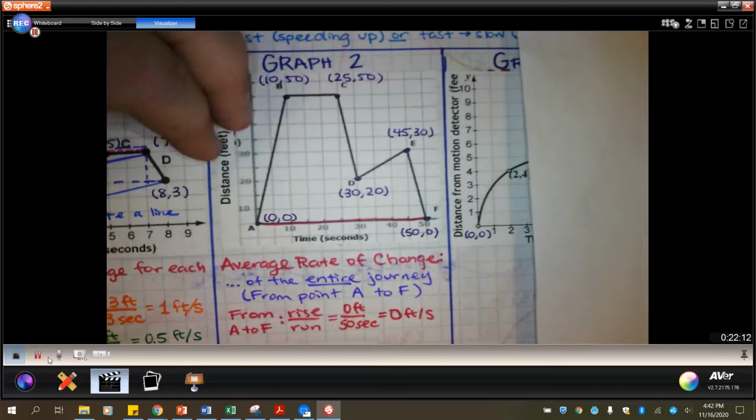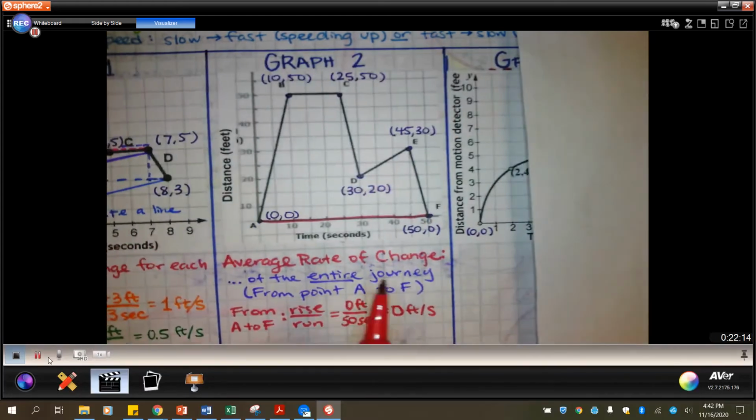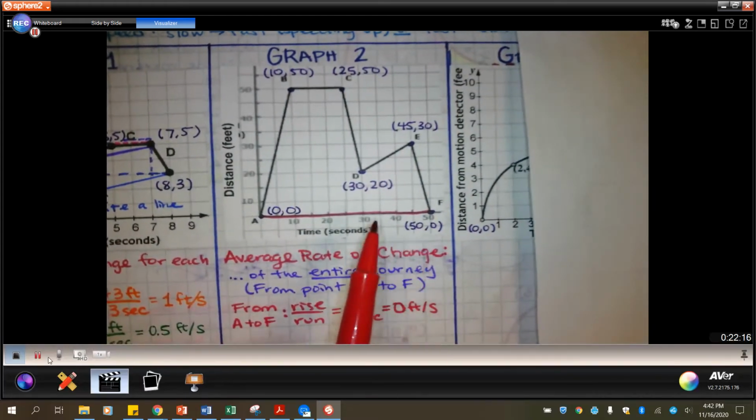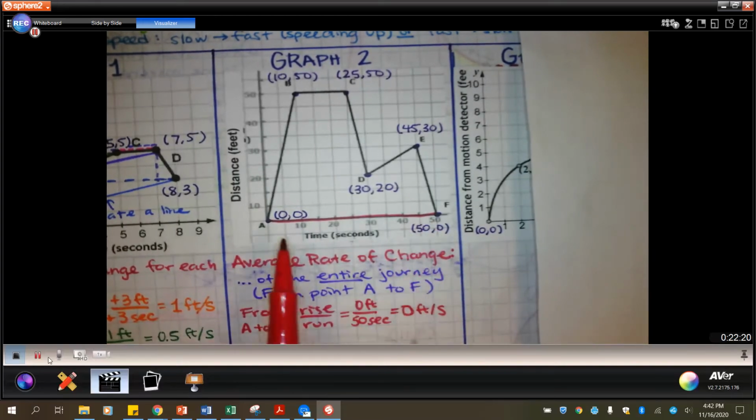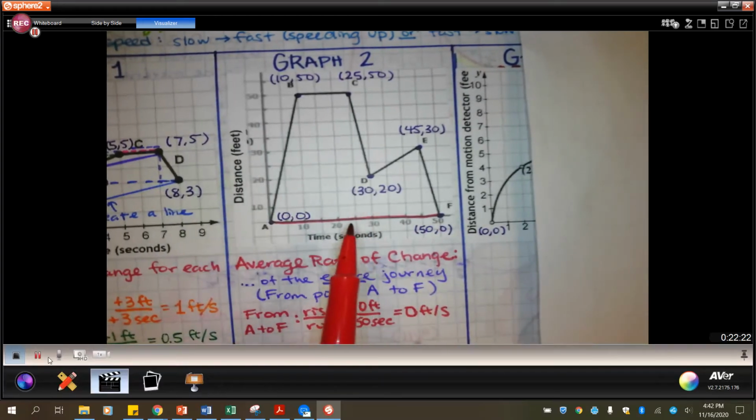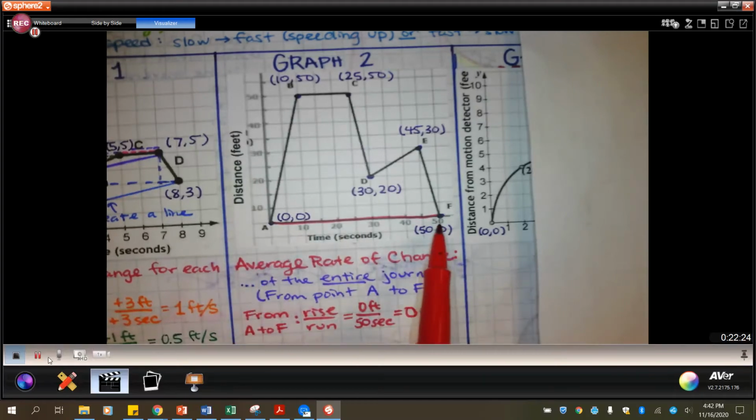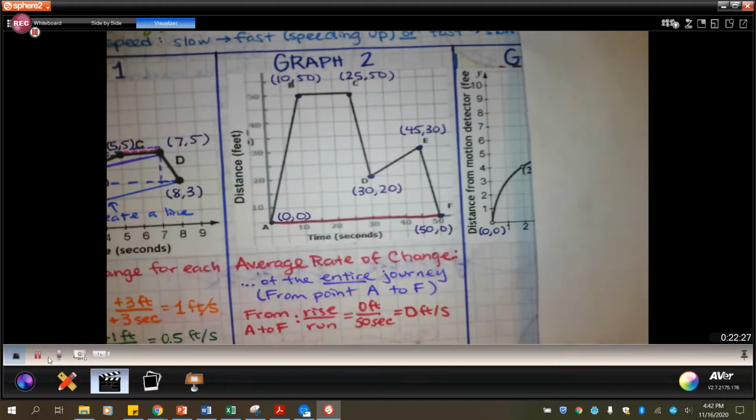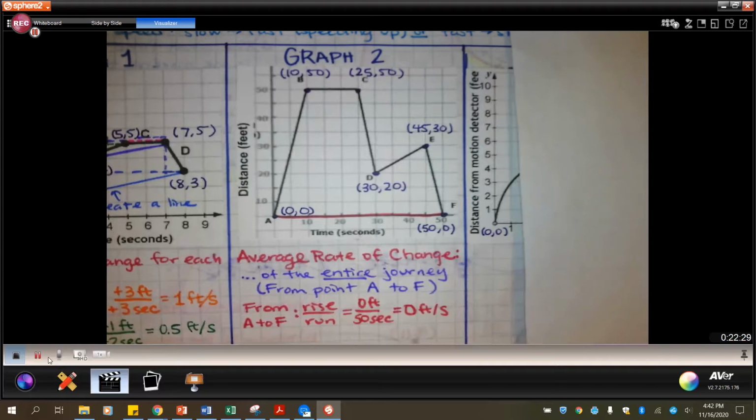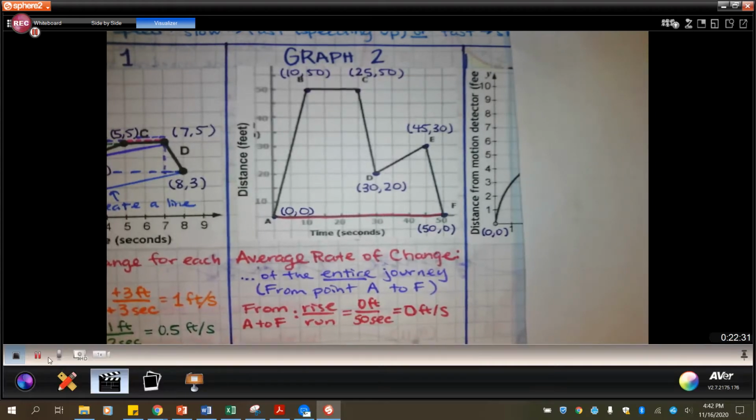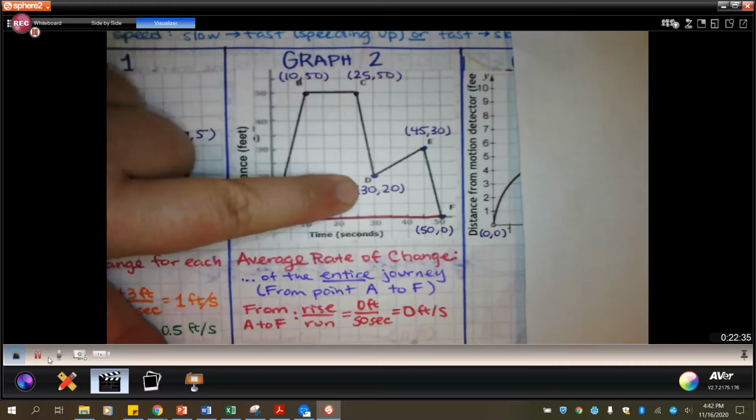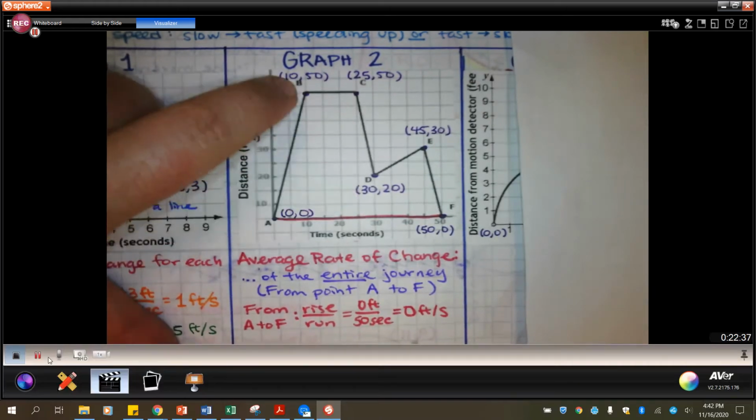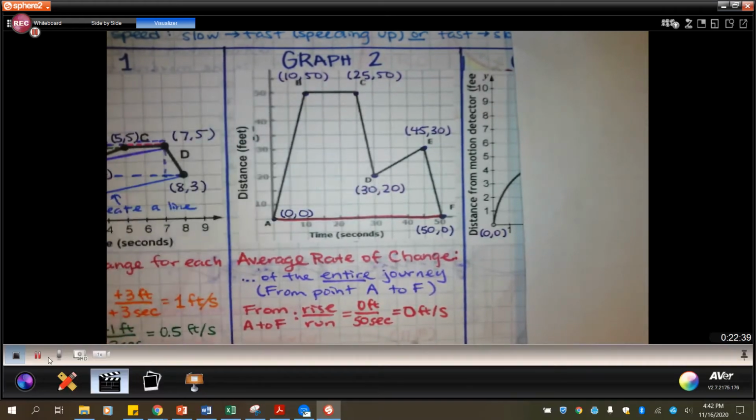So even though this person had a whole lot of movement, if you just stood there and did 0 feet per second the whole time, the result would be the same. If you averaged all of this movement out, the average is that you're in the same place at the end. Okay? So another idea is we could do from point B to D. You're going to see we're going to go down from B to D.